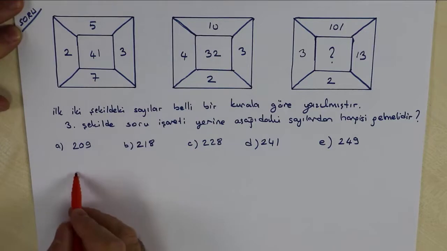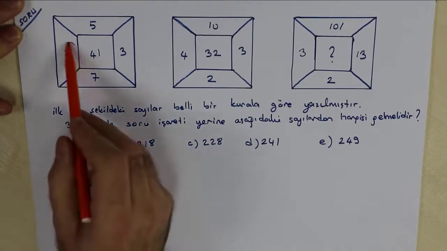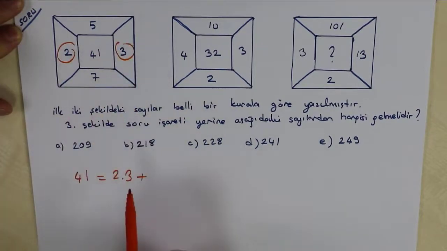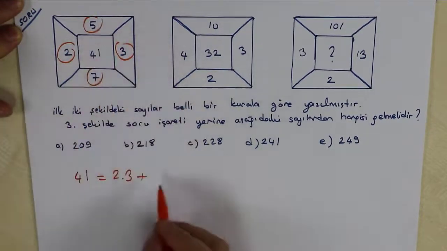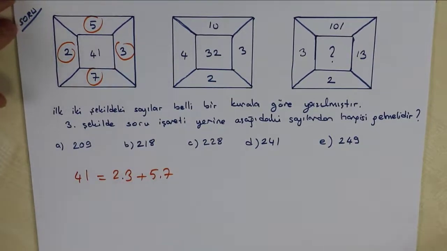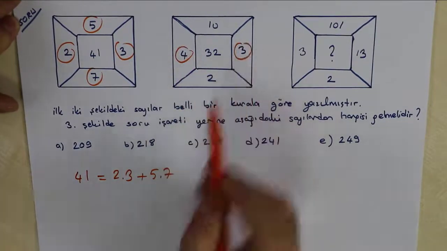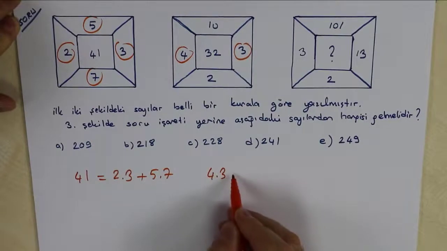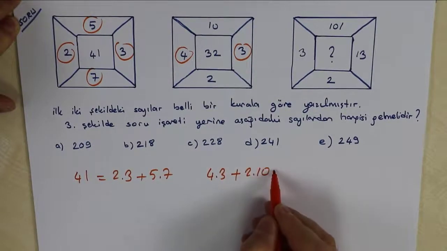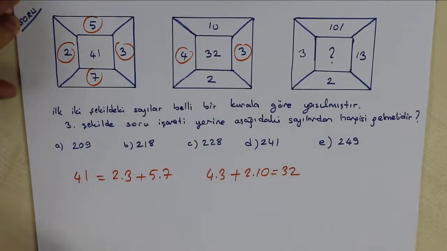41, is it equal to 2 times 3 plus 5 times 7? Is it equal? Well, this is equal to 41. Let's apply the same rule to the next diagram. Does it apply or not? 4 times 3 plus 2 times 10, is it equal to 32? Yes, that is equal to 32. That means this is my rule.